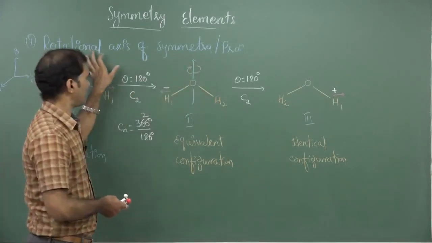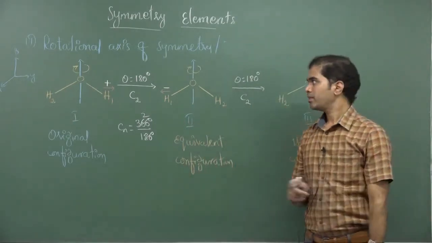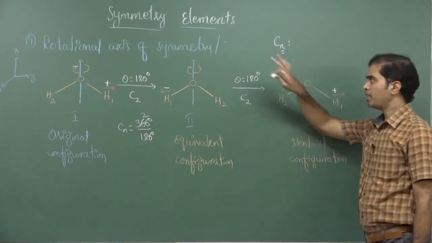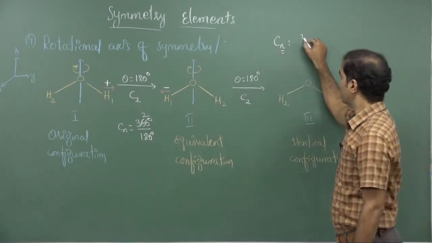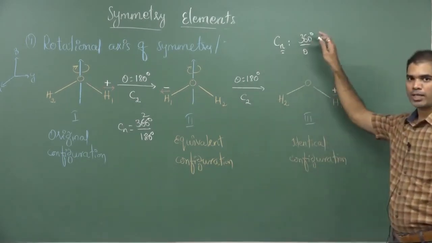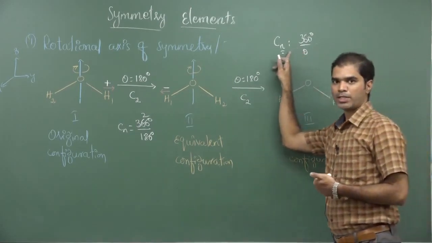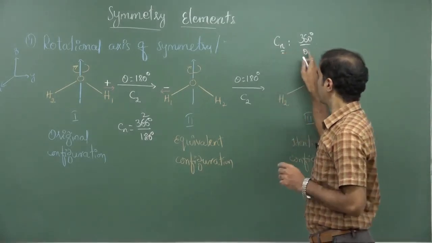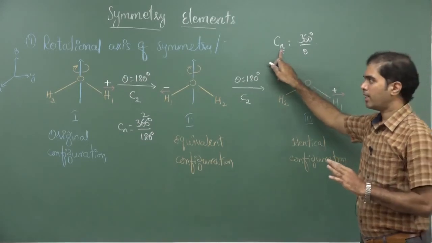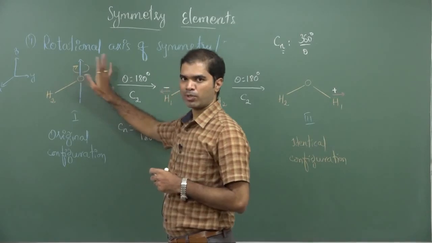We have started with the rotational axis of symmetry. In this rotational axis of symmetry, we discussed Cn, and what n means: it is referring to periodicity or fold. We got it from this simple formula, 360 degrees upon theta, where theta is the angle of rotation. To what degree you have to rotate to get a configuration which is indistinguishable from the original one. From that we got n. We have generated various stereographs, and to understand those stereographs we have taken one of the simplest examples, the water molecule.